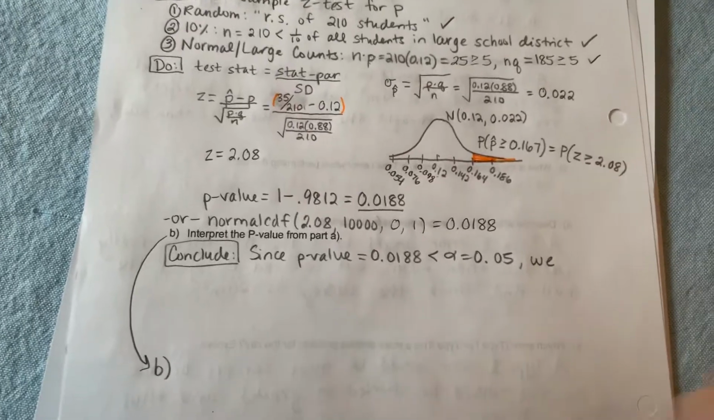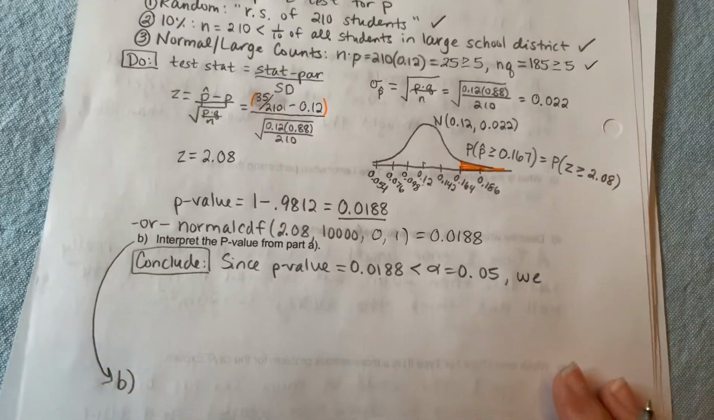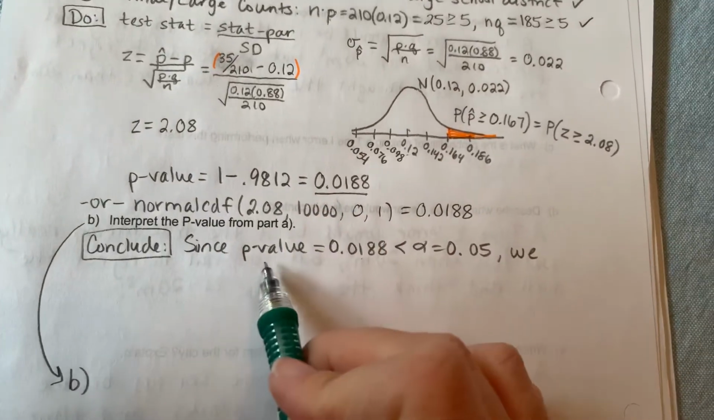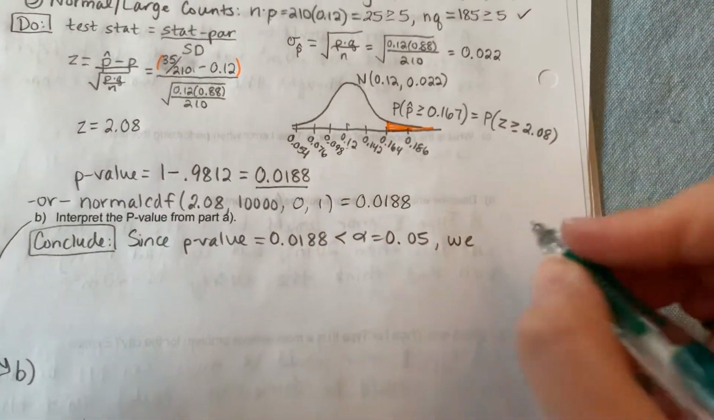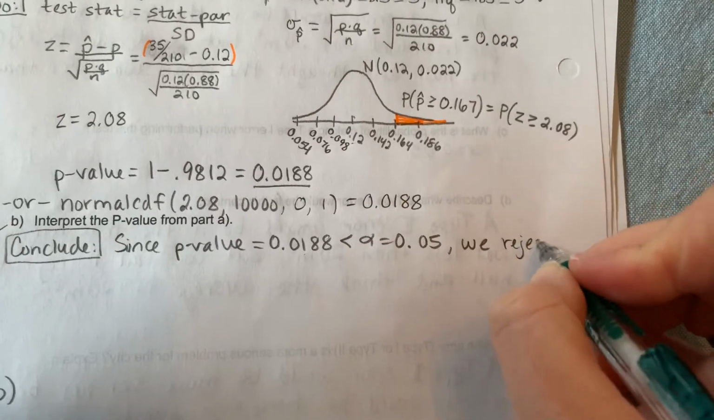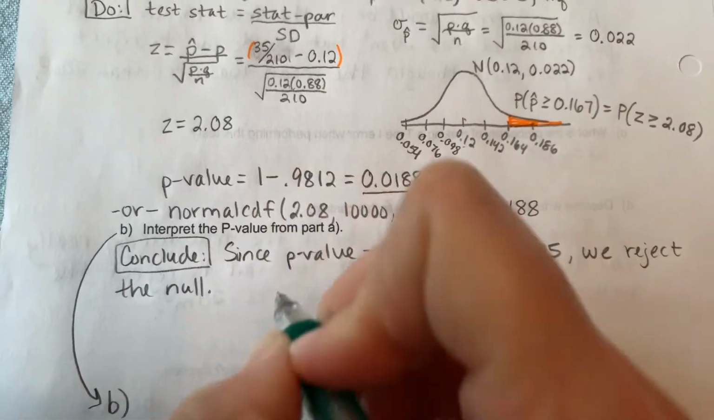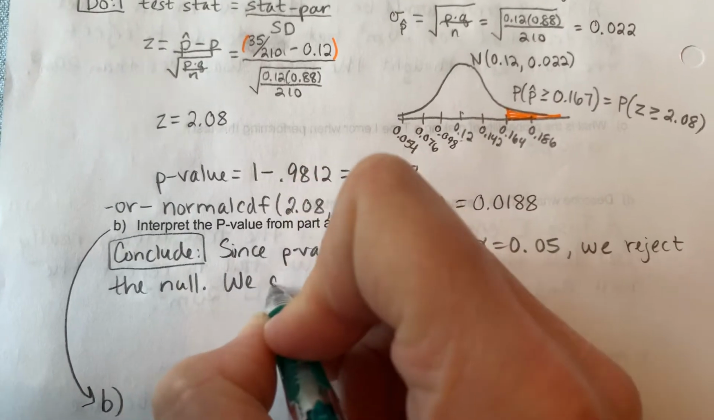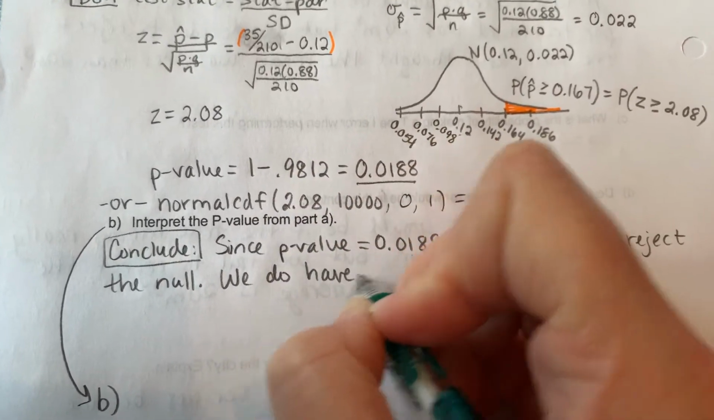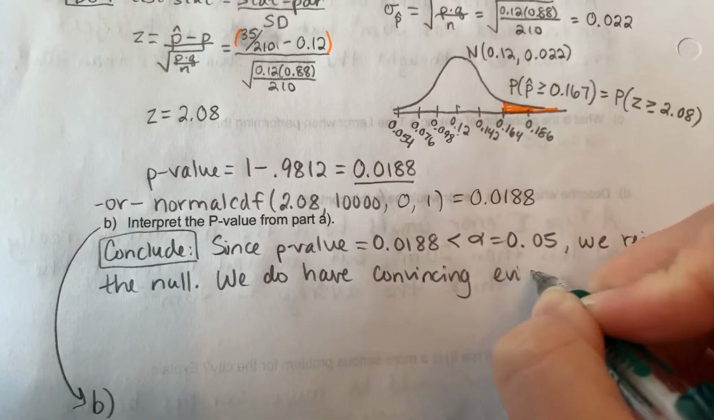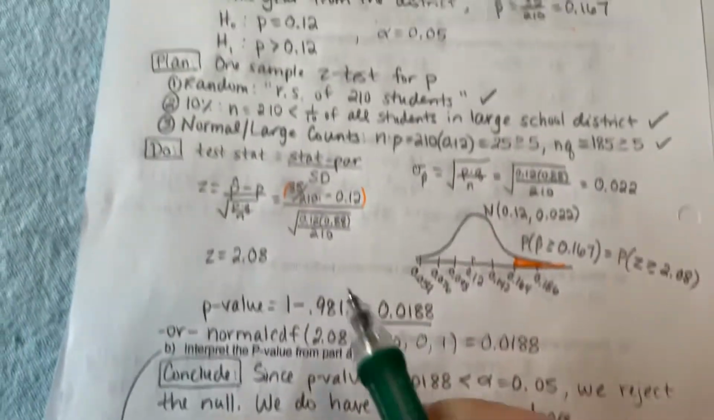So here we are again, finishing our conclusion to this hypothesis test. Since the p-value is less than alpha, we reject the null. And of course, we always have to put that conclusion in context. So that means we do have convincing evidence. Now remember, that was our question up here.